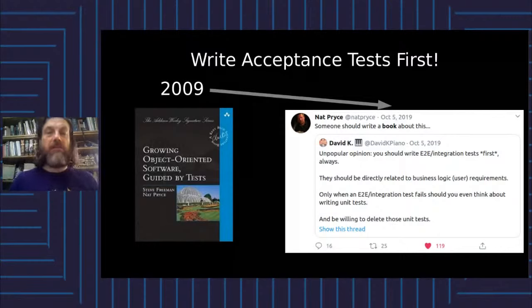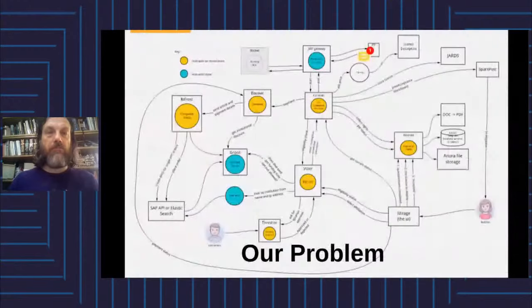And so from the beginning of this project, we have this idea that we need to write acceptance tests first. And by acceptance tests, we mean tests that are driven by the domain, by the requirements of the business, not from the UI or some technical task. And this is more or less our problem.